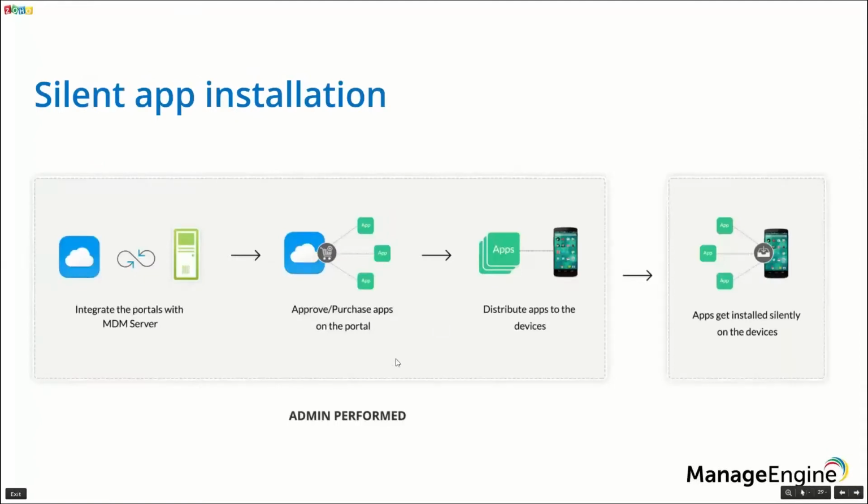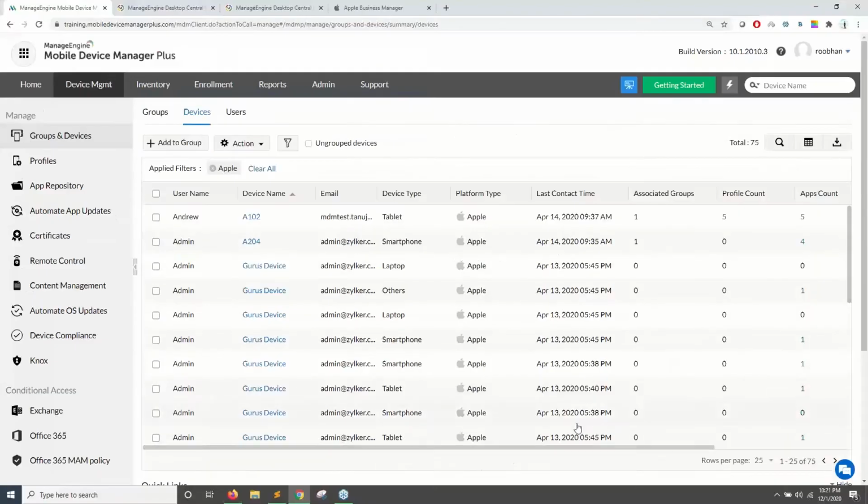And for the silent app deployment part, this is the workflow. You need to integrate your MDM server with the appropriate portals, either the Apple Business Manager portal or Managed Google Play Services, through which you can approve or purchase the application and distribute it to the devices. Then the apps will be silently installed using the corporate Apple account or Google account you have used.